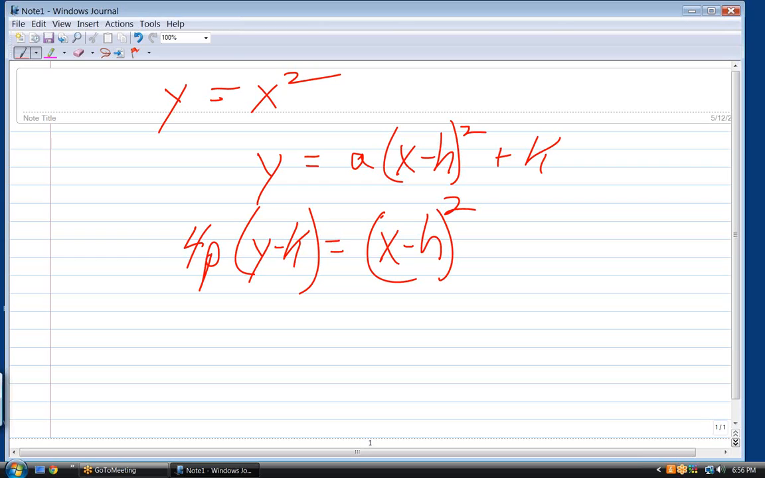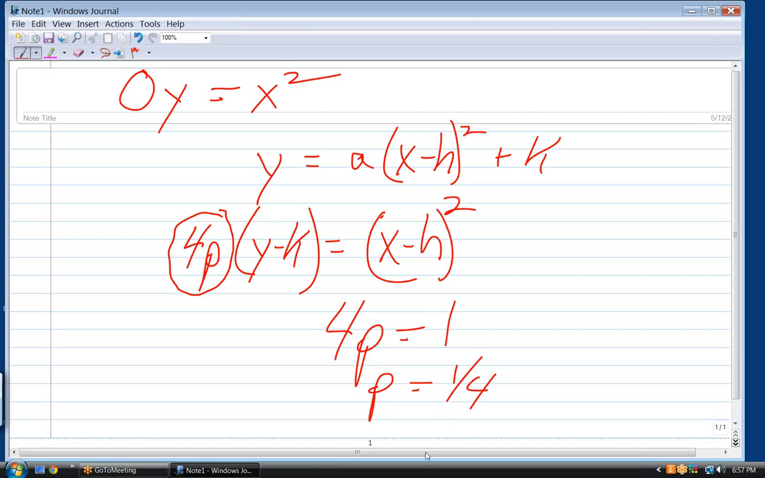Oh my gosh, okay. So, is the focus halfway across from the x? What you're going to do is you're going to equate that to the coefficient of y. In other words, 4p has to equal 1. So p is equal to 1/4. In other words, if I'm going to draw that parabola, the focus is at the 1/4 mark.